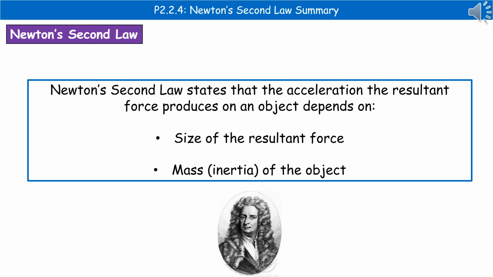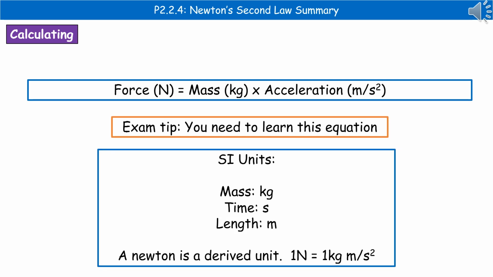So the bit we need to remember is what Newton's second law states. And Newton's second law states that the acceleration the resultant force produces on an object depends on the size of the resultant force and the mass of the object. One thing they could ask you to do in the exam is to carry out calculations about forces. So there's an equation we need to learn, which is force is the mass in kilograms times the acceleration in meters per second squared. Do remember we've got some standard units here to watch out for in the question in case they're asking you to convert.